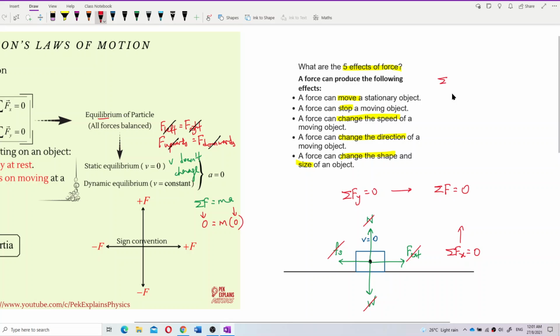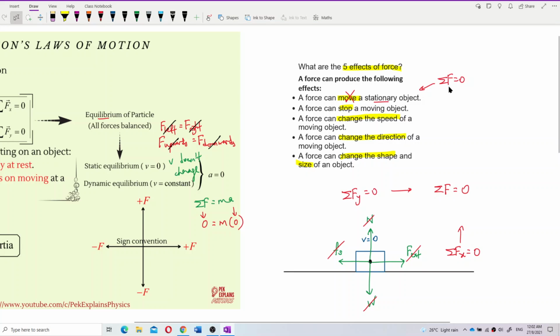So when total force is zero, we know that a force can move the object, can stop the object, can change the speed, can change the direction, can change the shape. On the other hand, if total force equals zero, what can we say? When total force is zero, there is no force to move the object, so the object will remain stationary. When resultant force is zero, the stationary object will remain stationary because there is no force to move it.